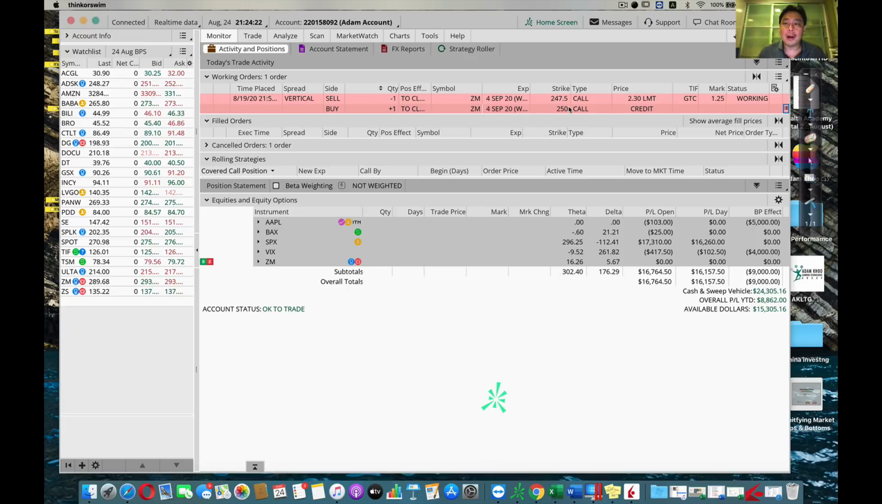Now notice I have an existing working order here, and this is an order to take profit, right? Although right now the price is below my target price. This was a spread I entered, and I would like to sell it at 230, but right now it's at 125. So still got some ways to go, but you can see my order is there, good to cancel till it gets filled at my target price.